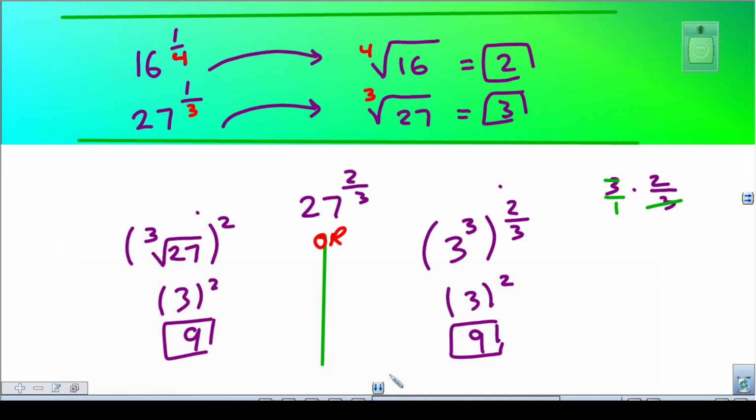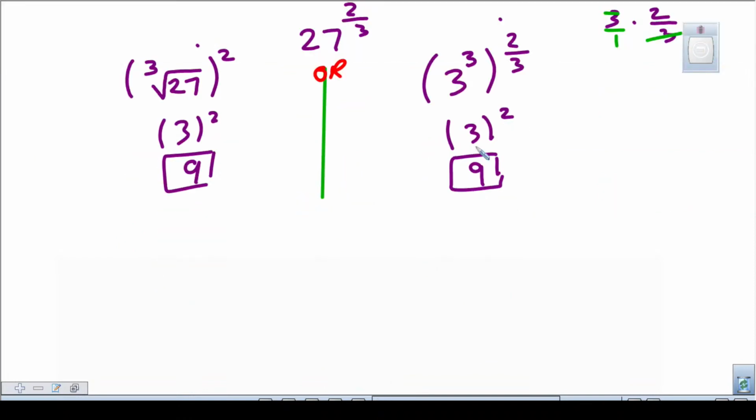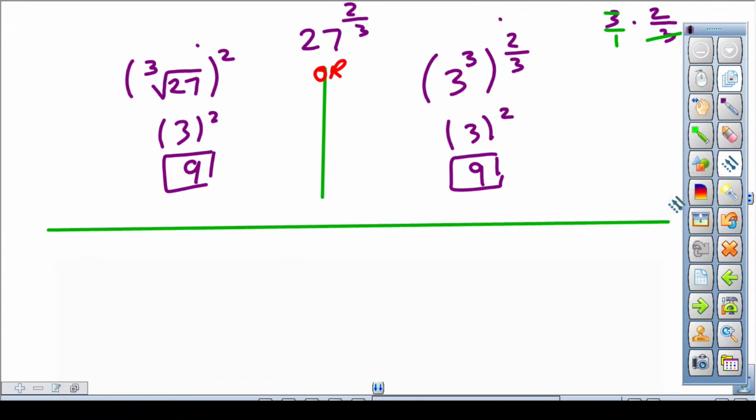So now let's do another one. I feel like we need one more of this. What do you guys think? One more? Give me a yes if you need another one of this. Yep, me too. That's how I feel. Okay, let's take a look at this example.